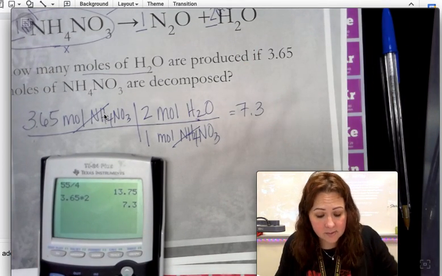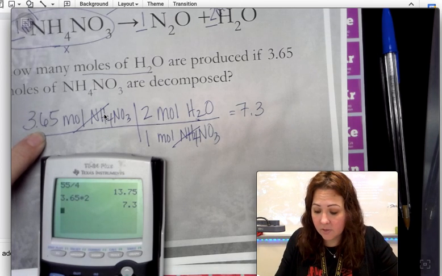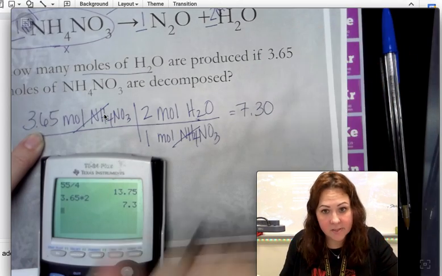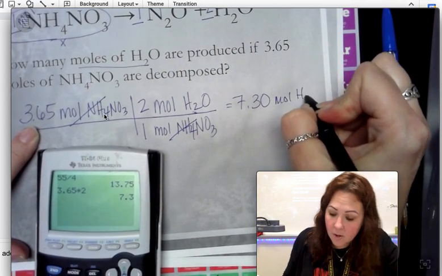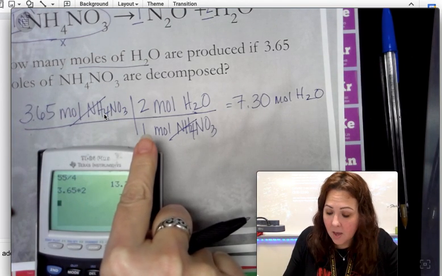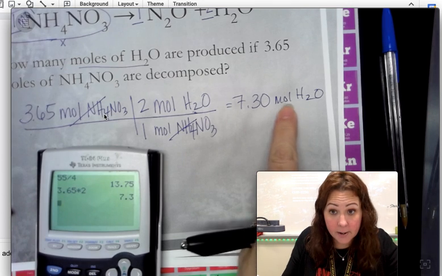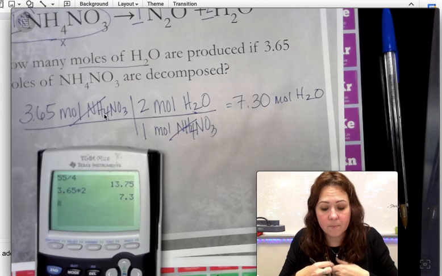Sig fig-wise, I have 3 sig figs right here. I need 3 sig figs in my answer, so I'm going to drop a 0 right there to give me my 3 sig figs, moles of water. So I have the work shown using dimensional analysis. I have my correct answer, my unit, and my sig figs for my answer. So that is the 4 points that your math problems are all worth.